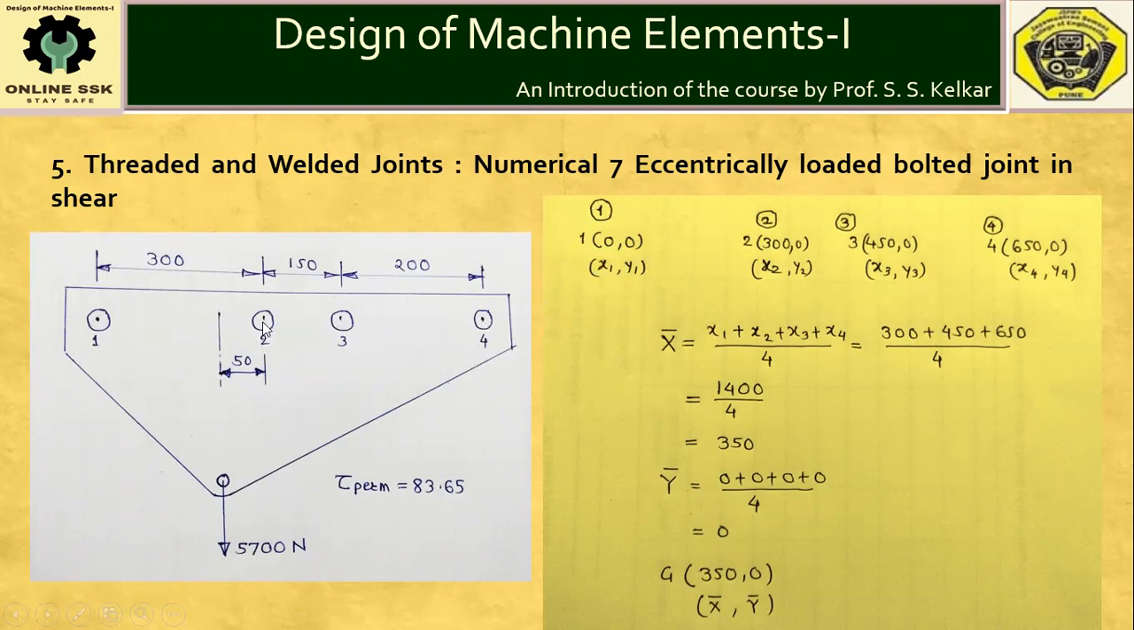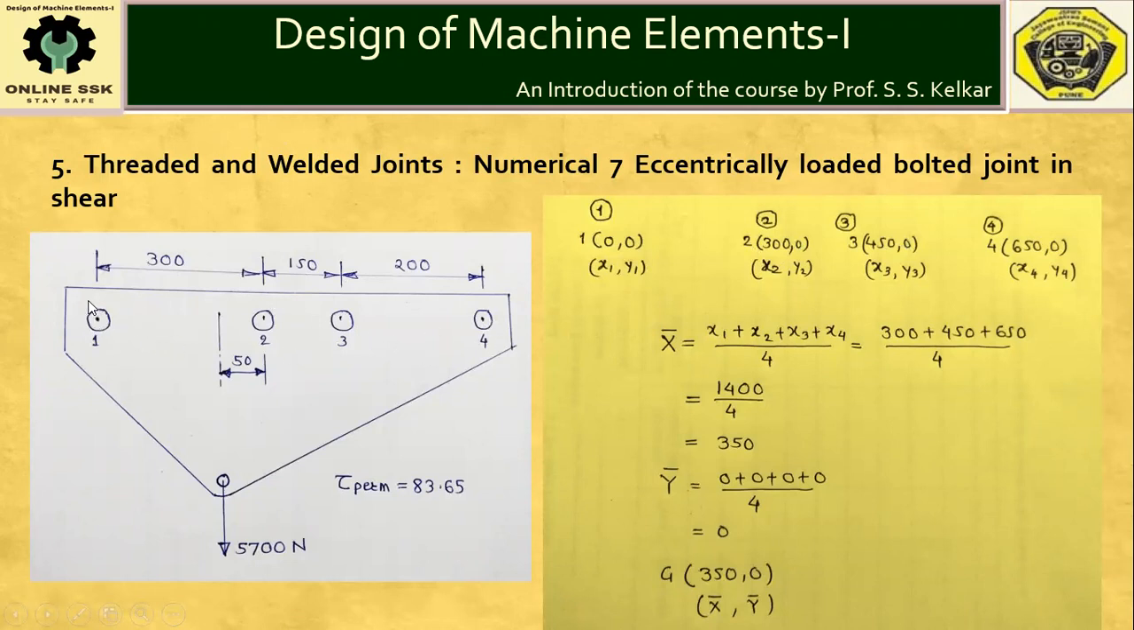So here for board number 2, the x coordinate will be 300, and the y coordinate will be 0. For board number 3, the x coordinate will be 300 plus 150, so 450. The y coordinate is 0, so 450 and 0.